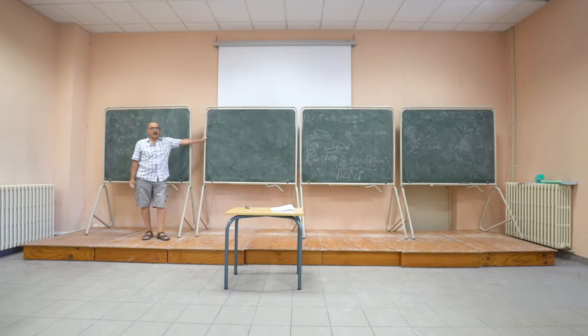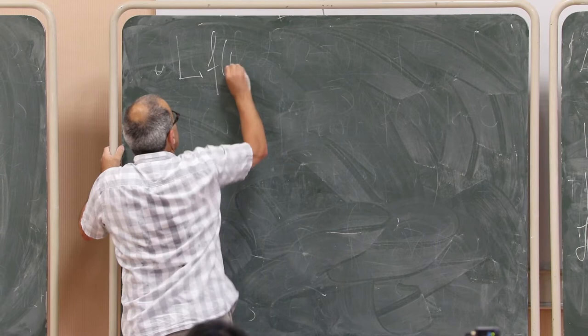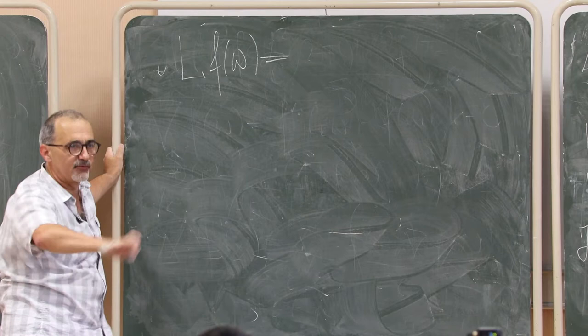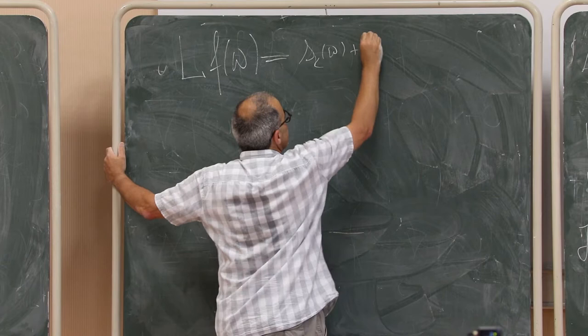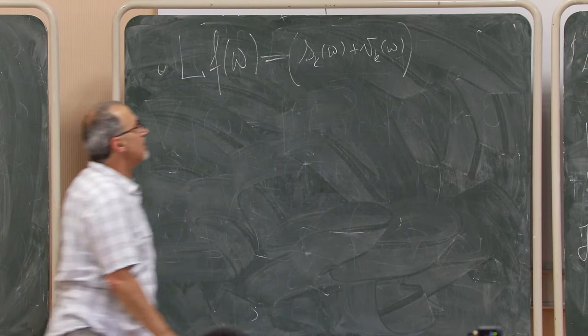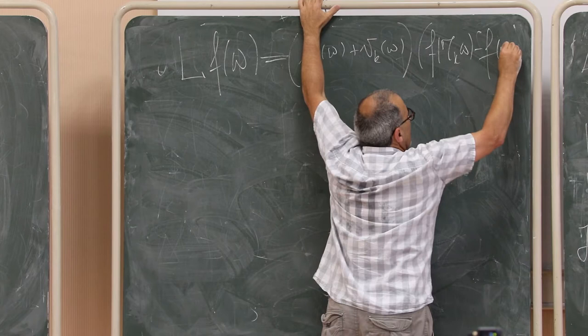The infinitesimal generator of the walk, what does the walk do? Okay, L f omega, what is the infinitesimal? What happens in short time? It steps to one of the neighbors with rate p, right? So that's p sub k. Let me put p sub k as s sub k omega plus v sub k omega. These are the jump rates, times shift f sub tau k omega minus f omega.